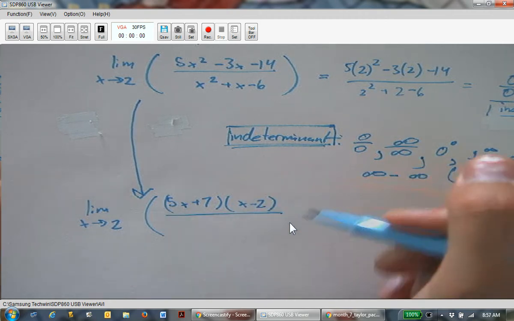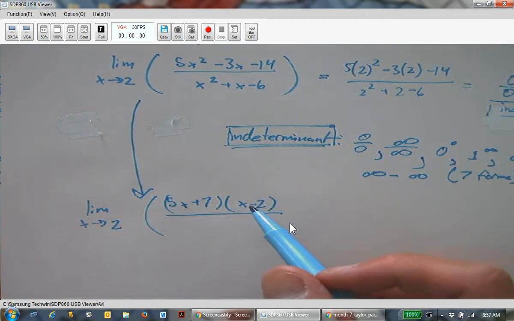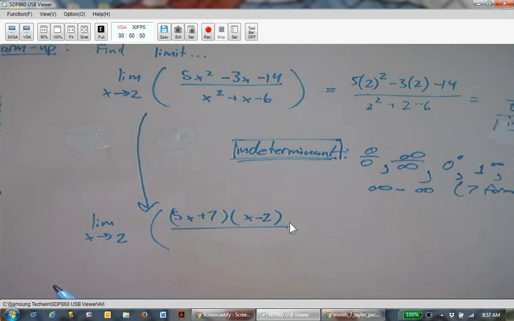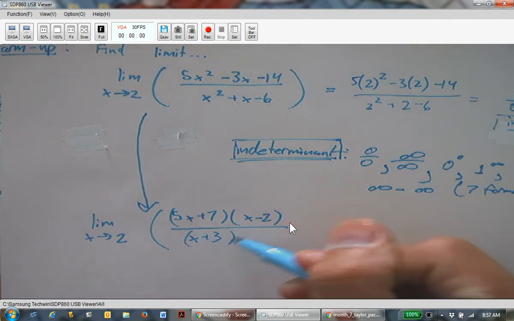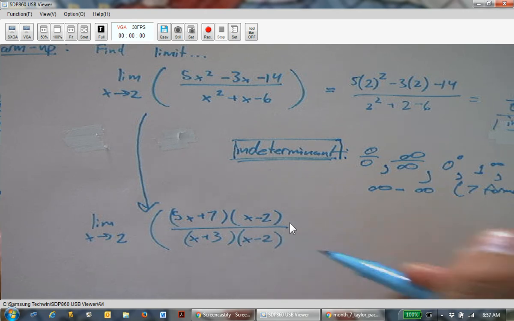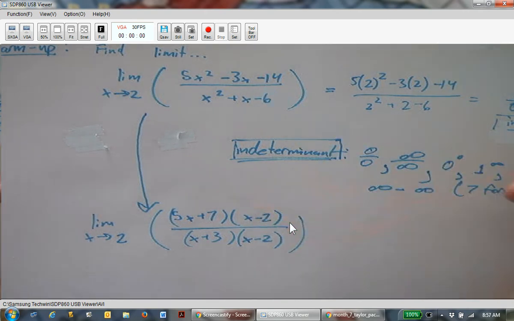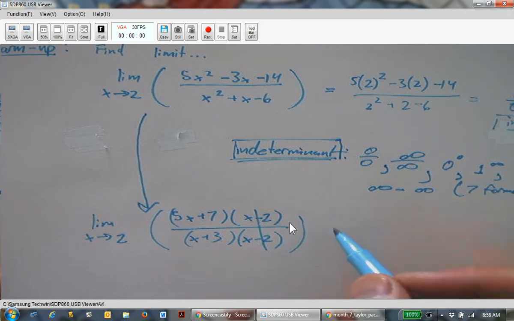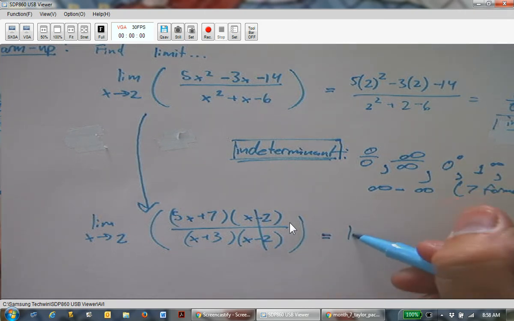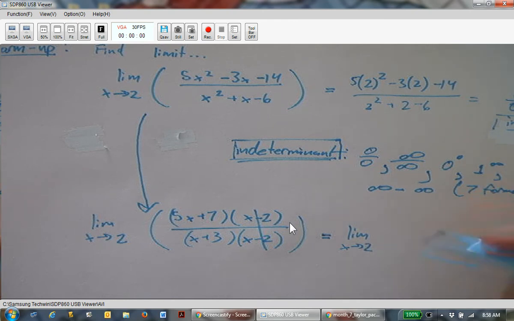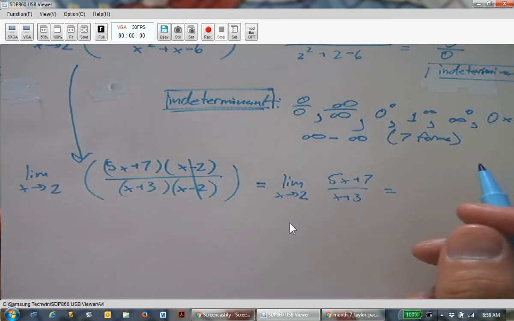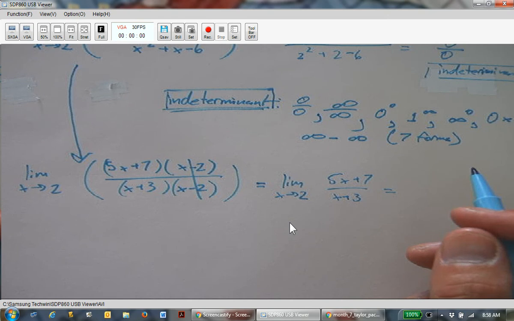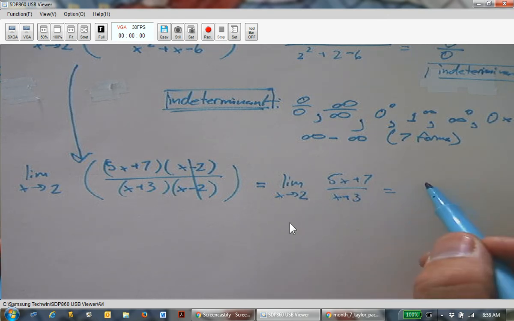If you are able to factor these into two binomials, it factors out to 5x plus 7 times x minus 2, over x plus 3 times x minus 2. I know this isn't L'Hopital's rule, but this is the way we've been doing this before. We would factor them, try to cancel things out, and get left with something where we could plug in x approaches 2. Will that give us an indeterminate form anymore? What would this be if we plugged in 2?